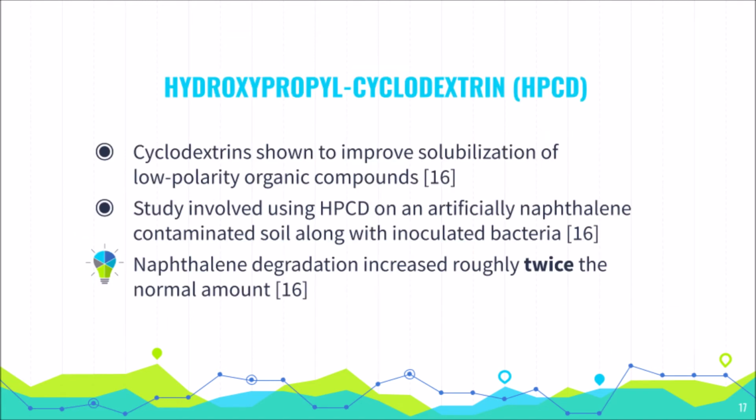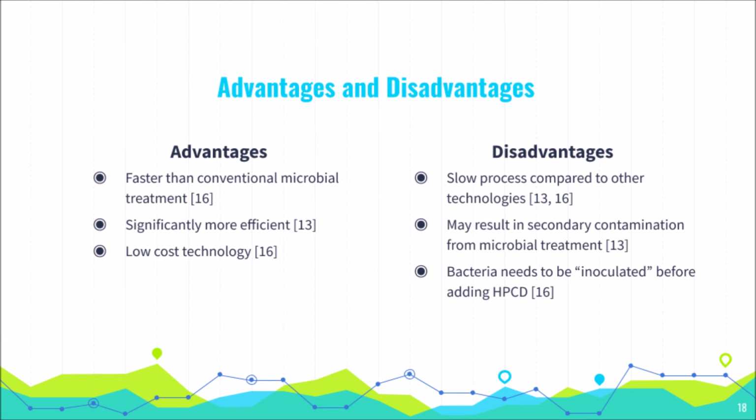Another treatment technology that we can use is hydroxypropyl cyclodextrin, or HPCD for short. Cyclodextrin compounds have the ability to solubilize low-polarity organic compounds such as naphthalene. In this study, inoculated bacteria and HPCD were added to soil samples that were artificially contaminated with naphthalene. Researchers found that the naphthalene degradation done by bacteria increased to twice the regular amount by using HPCD. Using HPCD is a simple and cost-effective way to get rid of naphthalene contamination.